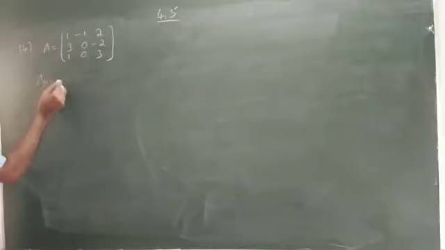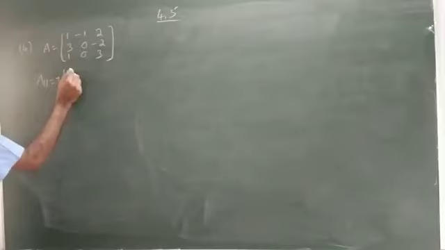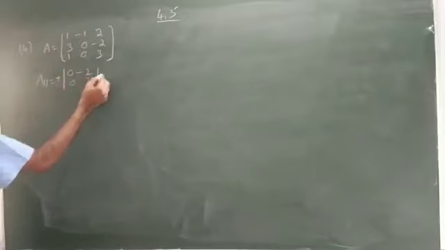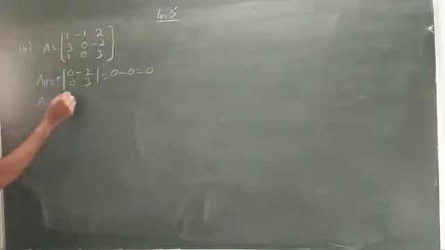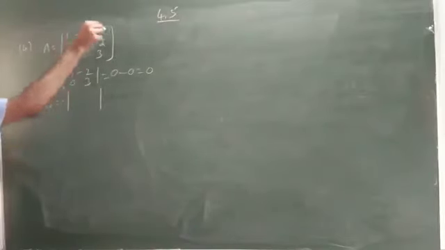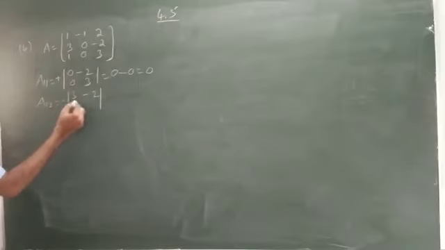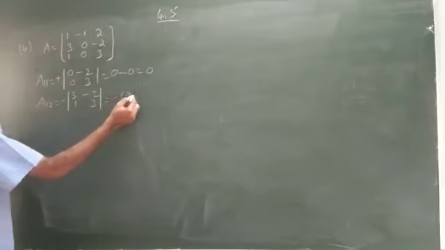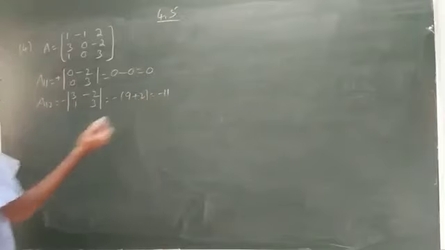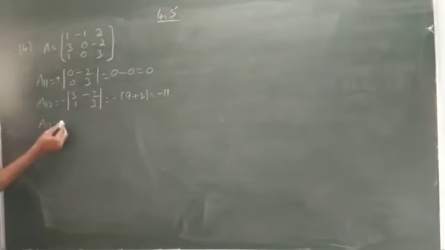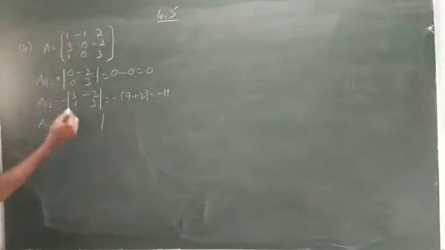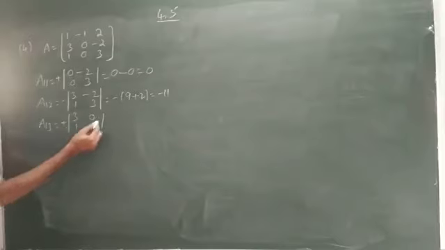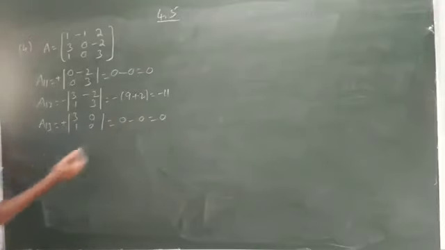Find out A11. Sign is plus, leave that row and column, 0 minus 2, 0, 3. Answer is 0 minus 0, 0. A12, sign is minus, leave the row and column in which minus 1 is present, 3 minus 2, 1, 3, minus of 9 plus 2, it is equal to minus 11. I take up A13, the sign is plus, that is cofactor of 2 you want, leave that row and column, 3, 0, 1, 0. 0 minus 0, it is equal to 0.